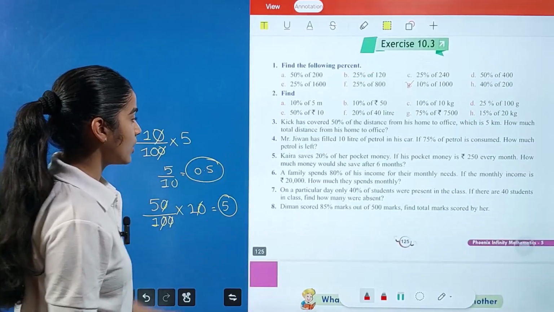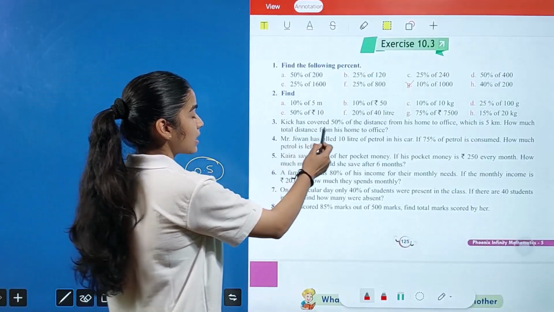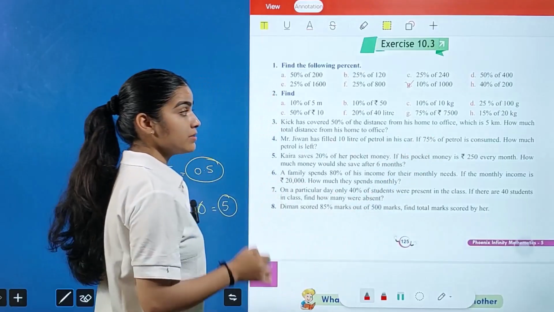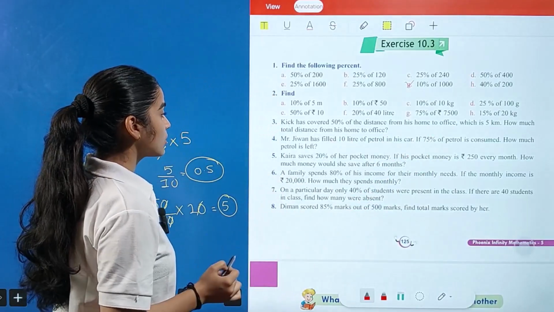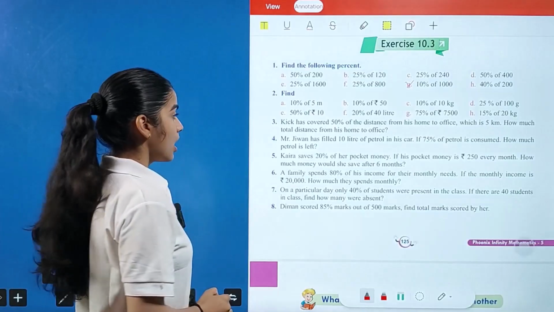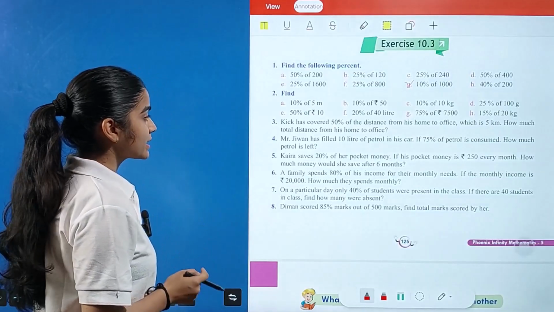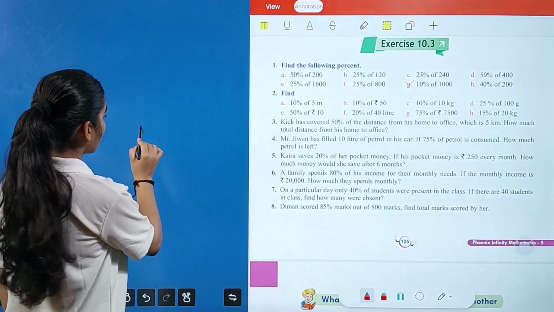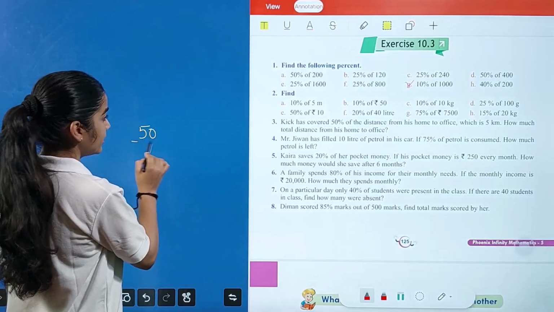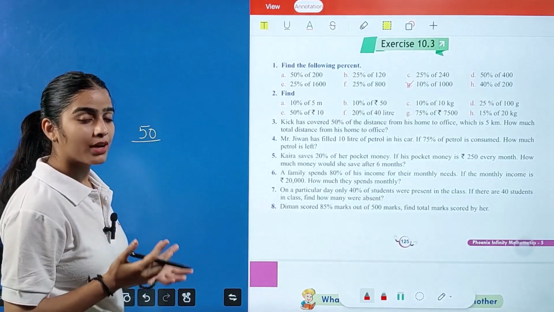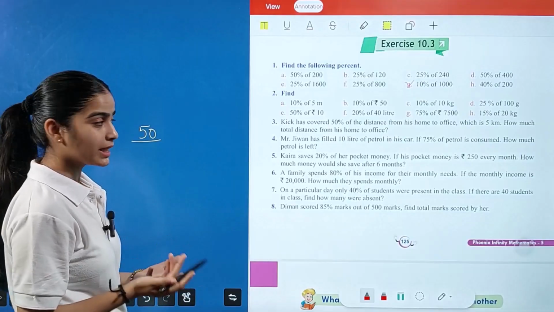Now we move forward to our word problems. Kik has covered 50% of the distance from his home to office, which is 5 km. How much is the total distance from his home to office? Total distance we have to tell. So 50% first we have to calculate. If 50% is 5 km, we already know that the total is 100%. The total distance will be 10 km.